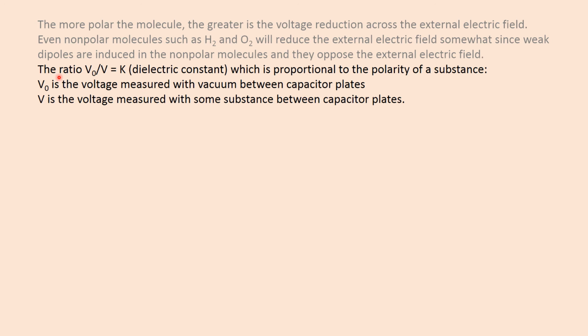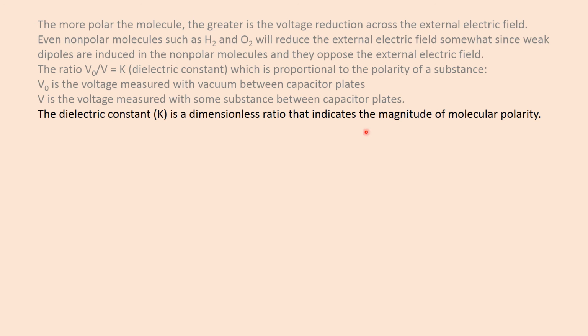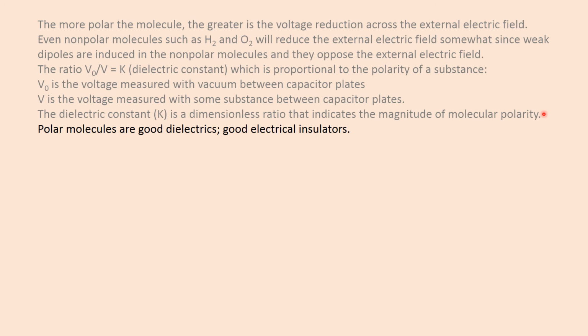Here's the calculation. V sub 0, the voltage measured with vacuum between the plates, is divided by the voltage measured with some substance between the plates. It gives us a value which we give the symbol K, the dielectric constant, and this is proportional to the polarity of a substance. The dielectric constant is dimensionless, that is, it's unitless, because the units of voltage will cancel from both numerator and denominator, and it simply indicates the magnitude of polarity of a molecule.